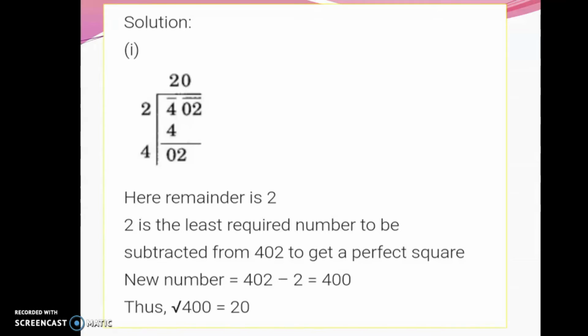Now what we have to do? We have to double the divisor. Double of 2 is 4. So now children, we will be writing 4. Because we cannot divide it further, we will be putting 0 in the quotient. Quotient will be 20 and remainder will be 2. Because remainder is 2, 2 is the least required number to be subtracted from 402 to get a perfect square, and the new number will be 402 minus 2, that is 400, and square root of 400 is 20.